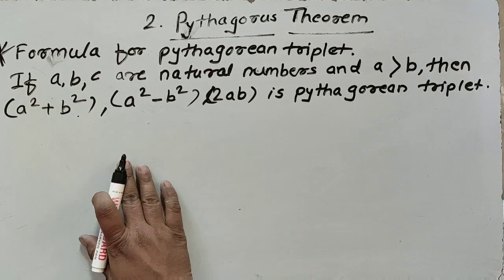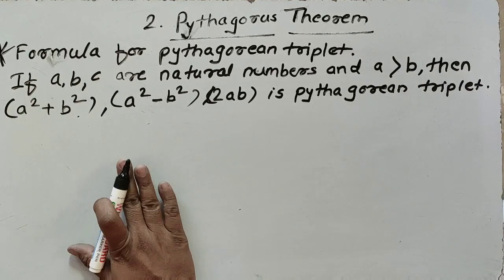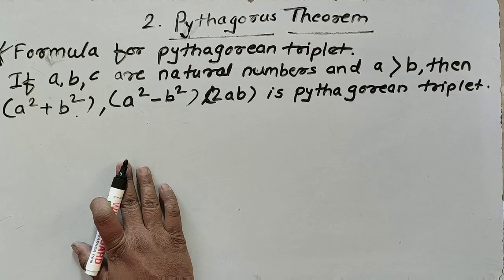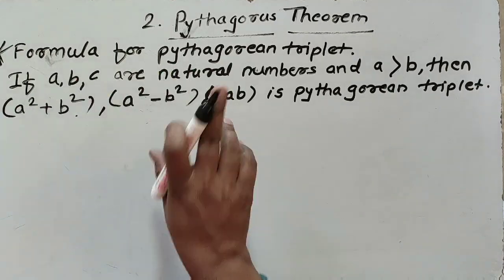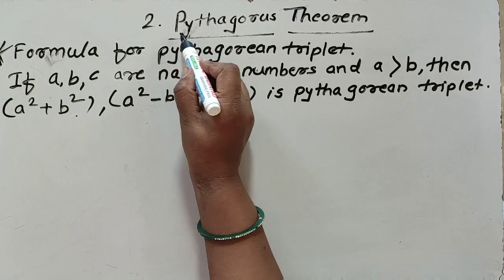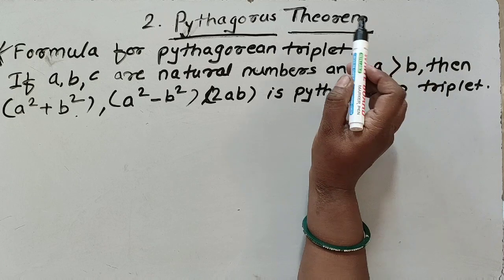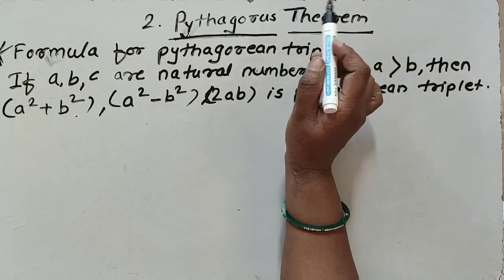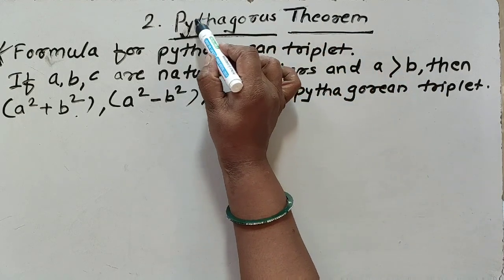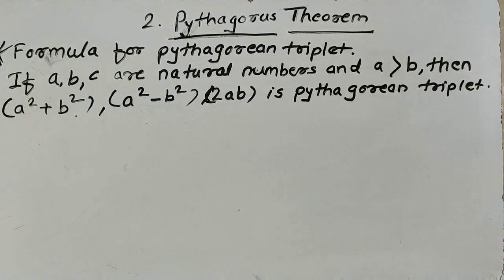Now for more information, we will study these identities. For this, we have to check the formula for a Pythagorean triplet. We know that in a right angle triangle, the hypotenuse square is equal to the sum of the squares of the remaining two sides. After that, we saw the Pythagorean triplets: the 3, 4, 5 triplet, then 5, 12, 13, 8, 15, 17, and 7, 24, 25. These triplets we have seen.